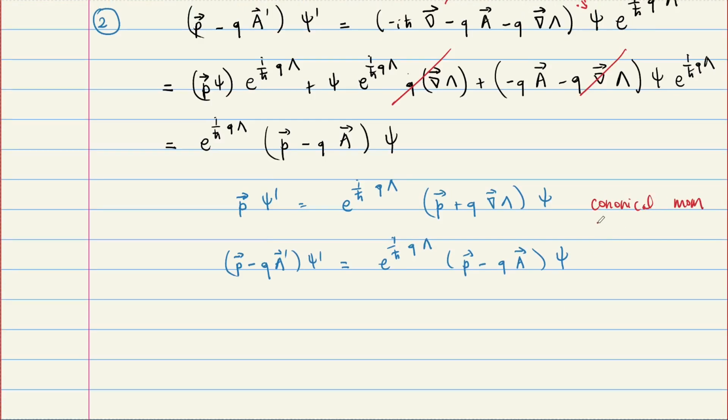So what we see here, the canonical momenta is not gauge, the jargon is it's not gauge covariant. Whereas this one, you can see there is p minus qa, p minus qa, whereas mechanical momenta is gauge covariant. So this is the good object to work with for this reason.